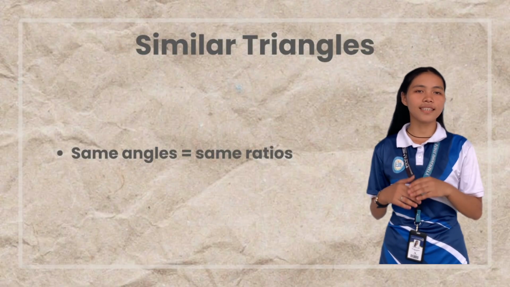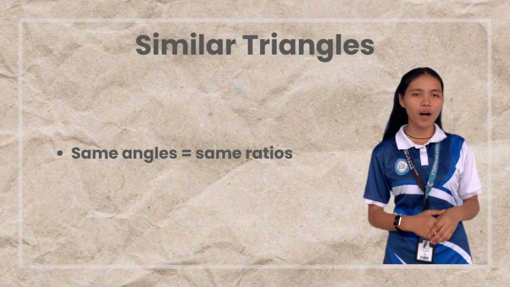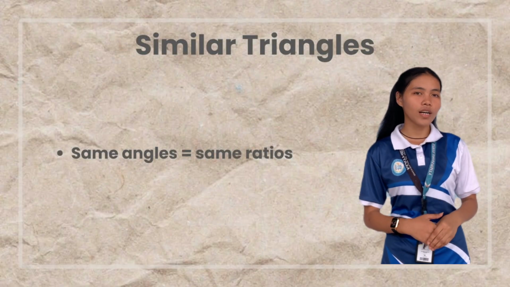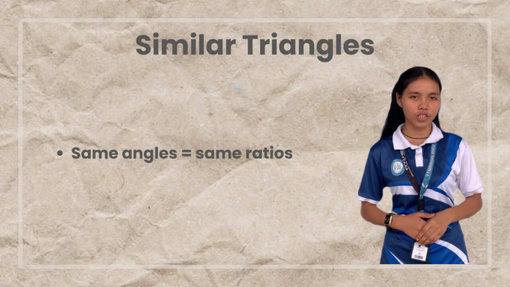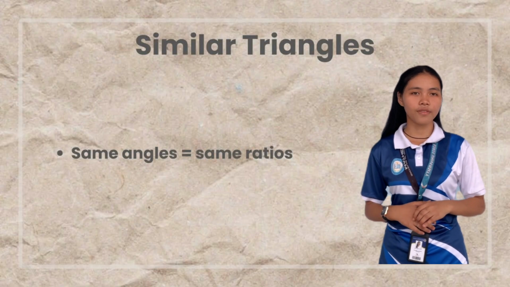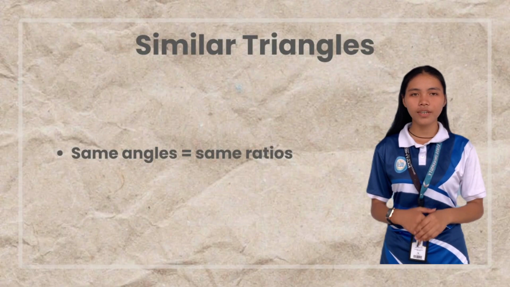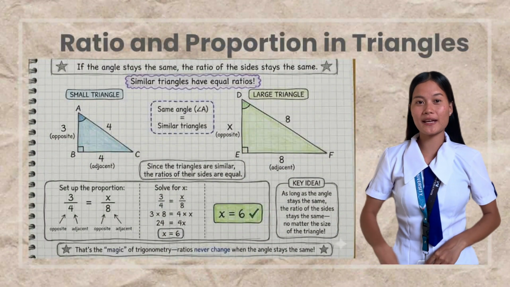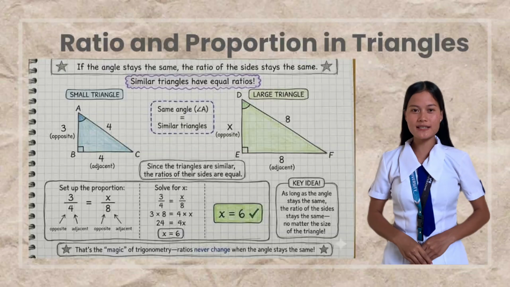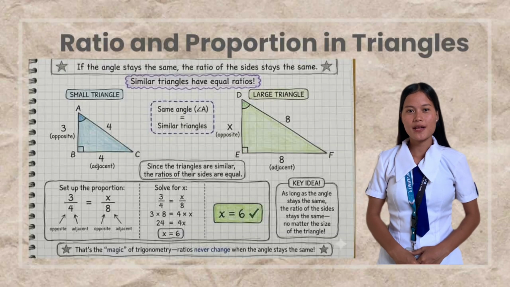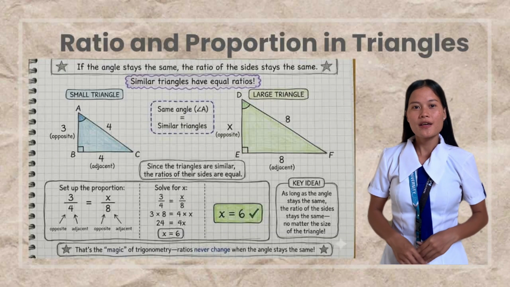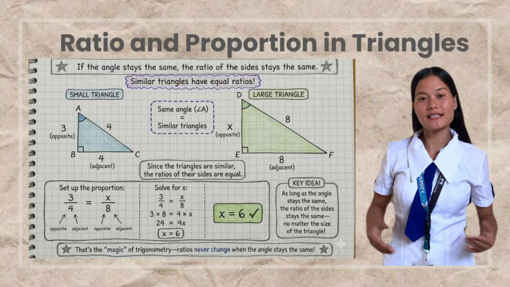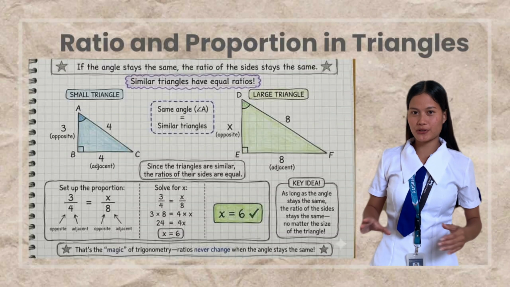This is exactly why trigonometry is so powerful in real life, because its constant formulas allow us to measure things that are hard to reach. For example, the heights of mountains, the distance across a river, and even helping engineers design bridges. Remember this important idea. If the angles are the same, the triangles are similar. And if the triangles are similar, the ratios of their sides stay the same. Since the triangles are similar, we can set up a proportion.